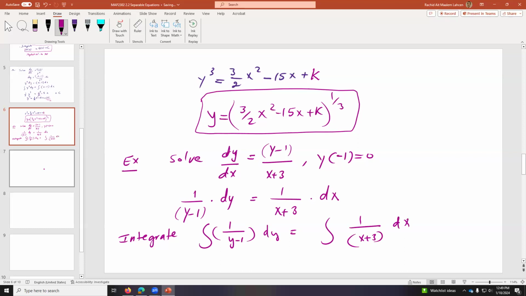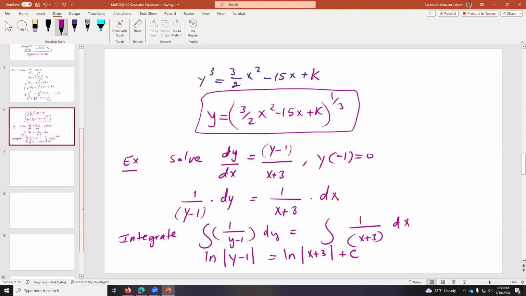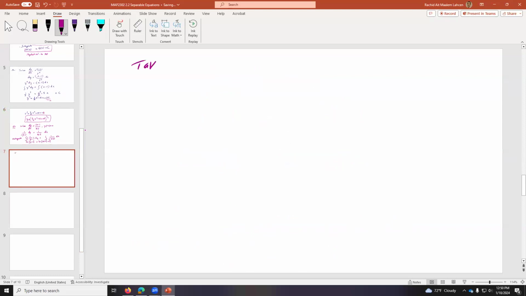1 over y minus 1, that's going to be a natural log of the absolute value of y minus 1, equal to the natural log of the absolute value of x plus 3, plus the constant. Then you're going to solve this logarithmic equation. So you're going to take e to both sides.